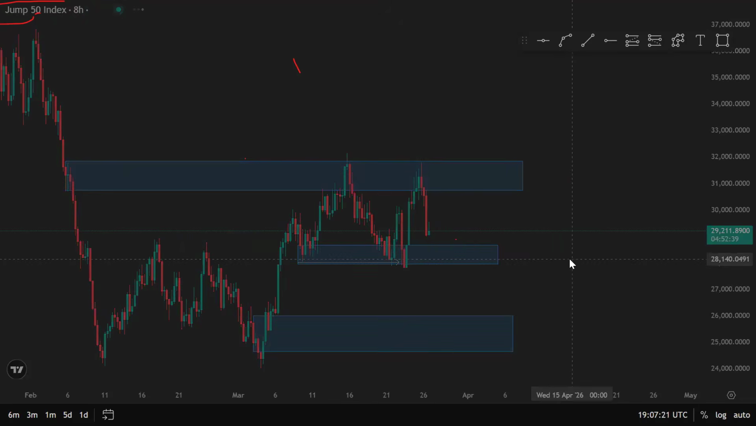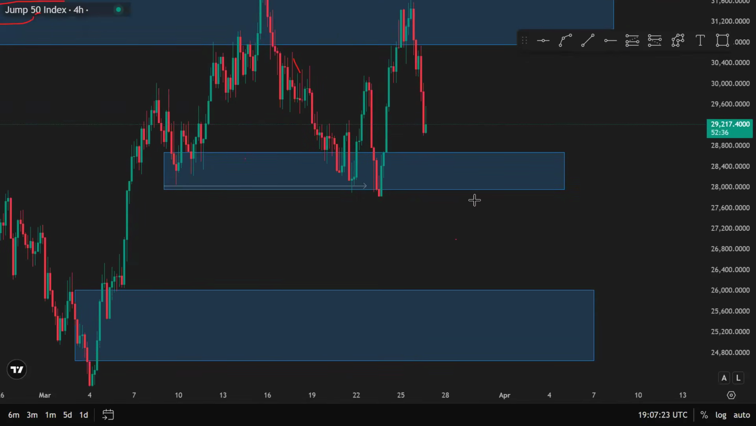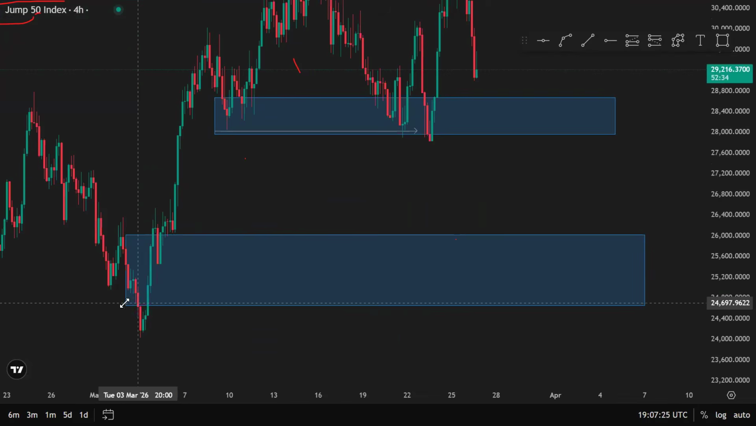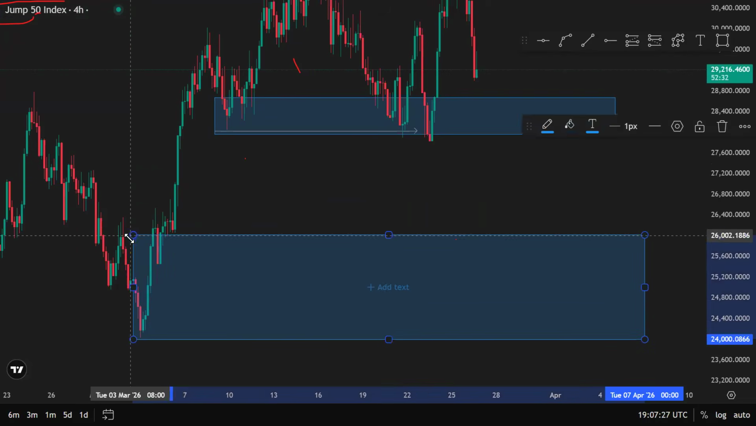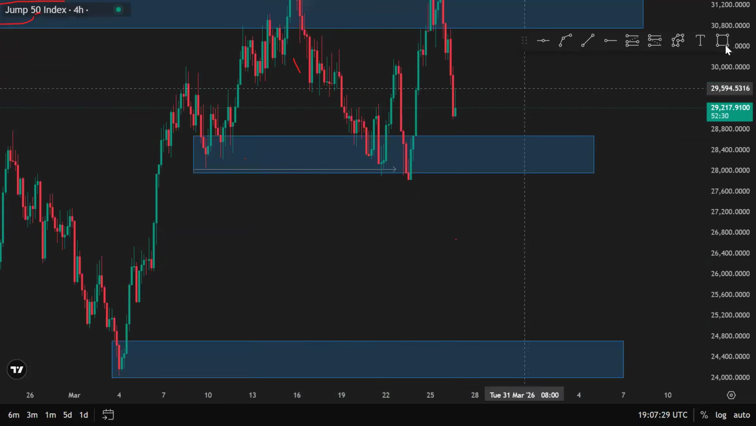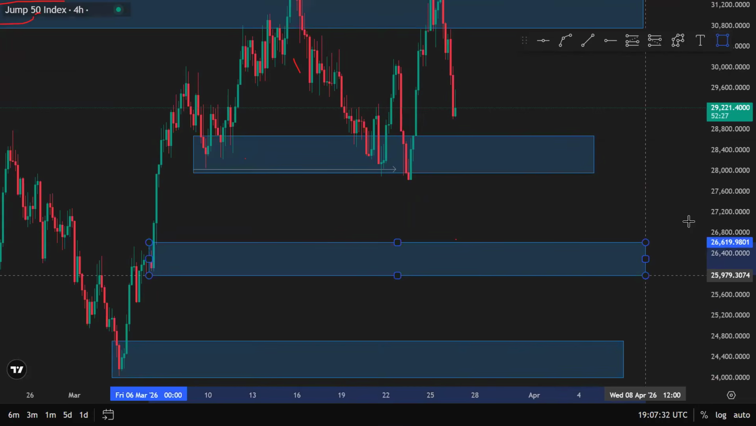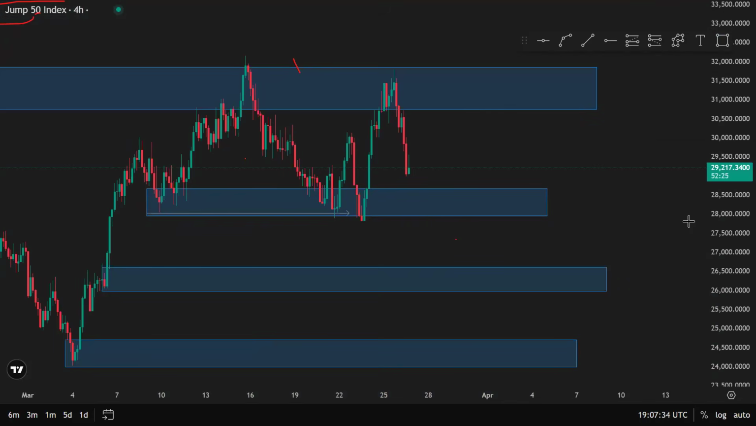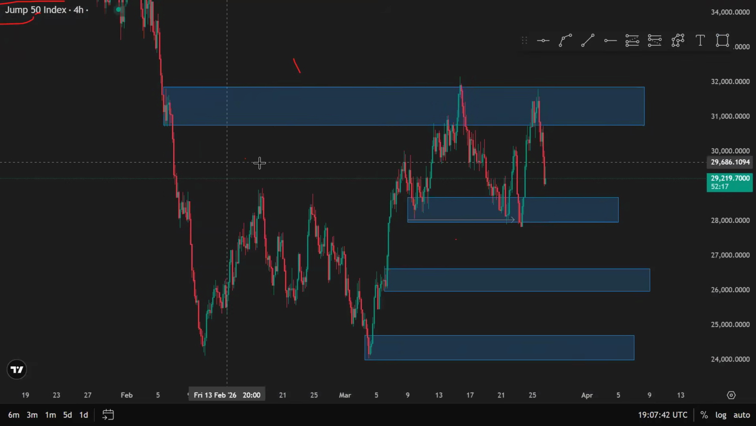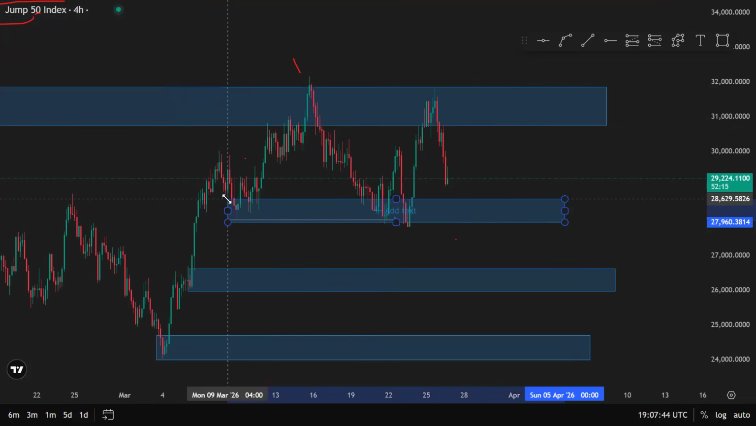Went to 4 hour time frame. I started refining my zones. I said, okay, this is the zone right here. Then that zone right here. There was not much refinement here.